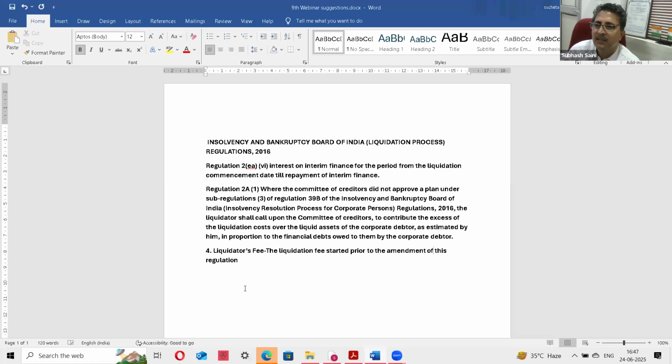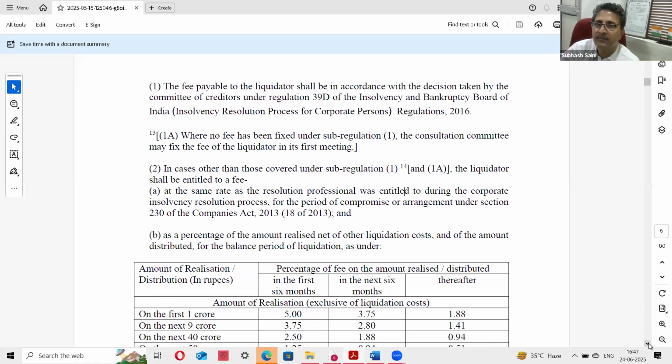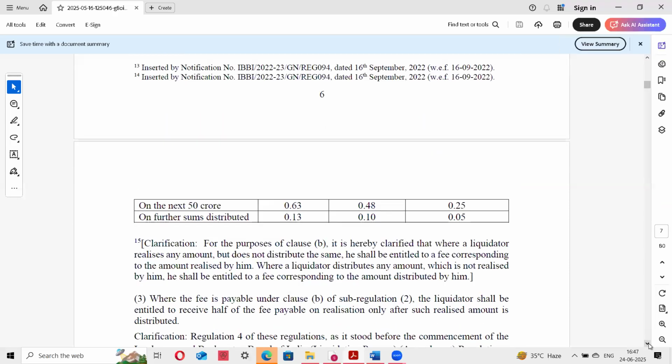may kindly be shall be fixed by the SEC at least within a period of 2 months, 1 month from this amendment, so that the SEC should be bound to fix the fees of the liquidator. Or in case of insufficient assets, the liquidation is going on for 6 months and there is only 1 lakh of assets, how will the liquidator work?